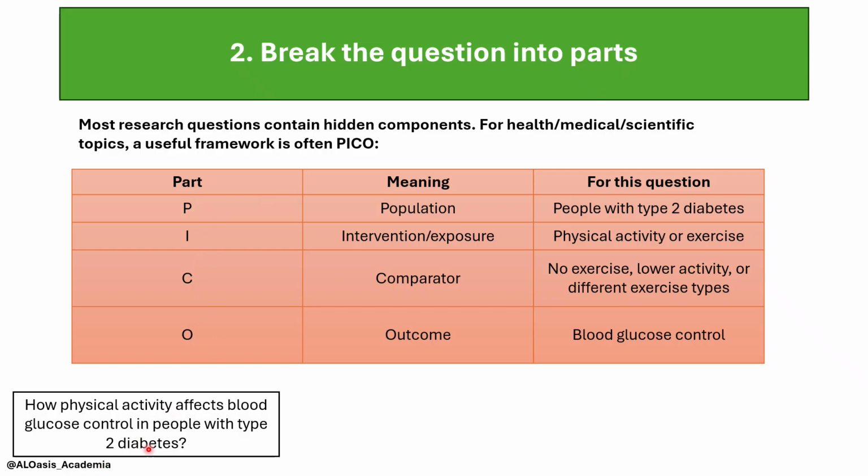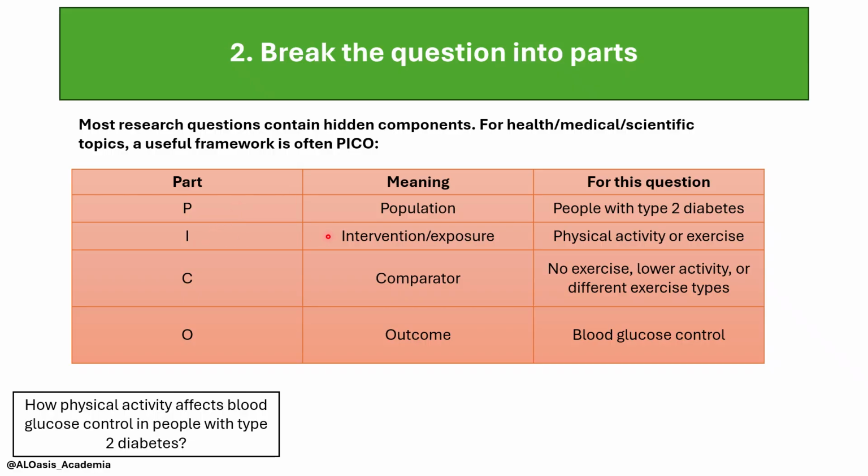Okay, so that's the question we have: how physical activities affects blood glucose control in people with type 2 diabetes. So let's see how this question that was given by the university fulfills the PICO framework. So first of all, P stands for population. So does this question state the population that the research is trying to study? Yes, so the population is people with type 2 diabetes. So P is fulfilled.